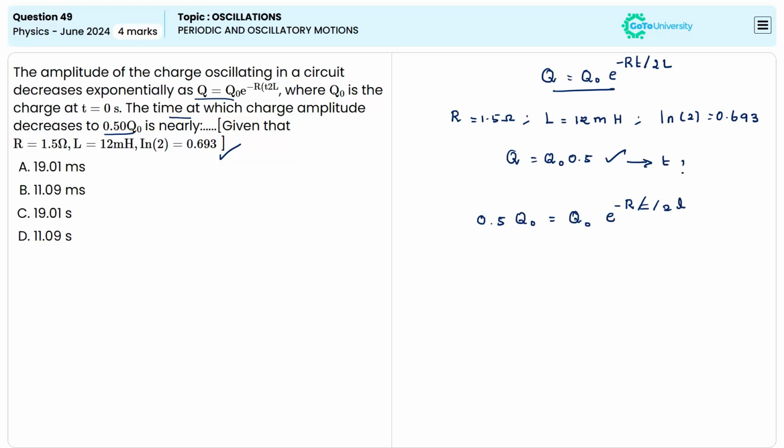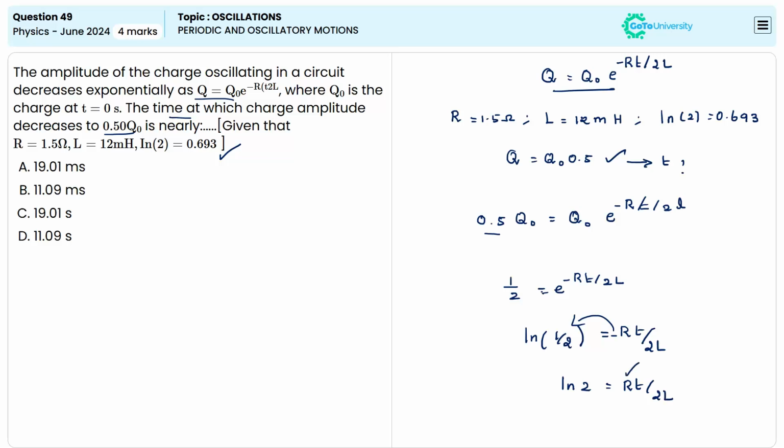Before that, we can rearrange the equation as 1 over 2 is equal to e power minus RT divided by 2L, by changing 0.5 as 1 over 2. Again, by taking ln on both sides, it can be written as ln 1 over 2 is equal to minus RT divided by 2L. When we are taking the ln on both sides, it can be written as ln 1 over 2 is equal to minus RT divided by 2L. For this minus, we can change this as ln 2, which is equal to RT divided by 2L.